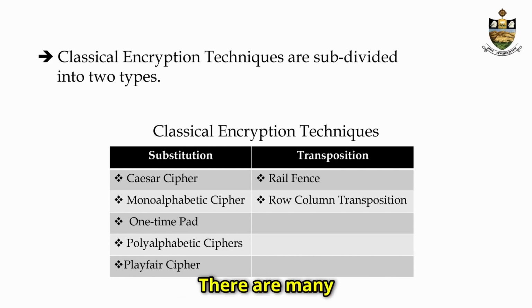There are many substitution techniques. Among them, a few are mentioned here, like Caesar cipher, monoalphabetic cipher, one-time pad, polyalphabetic cipher, and Playfair cipher. Whereas transposition techniques are rail fence and row column transposition. And we will discuss modern techniques in the next video.